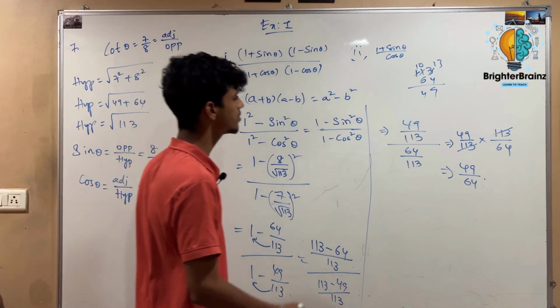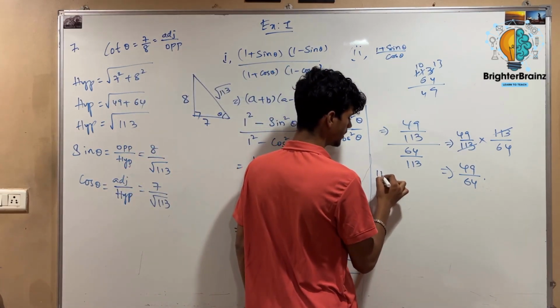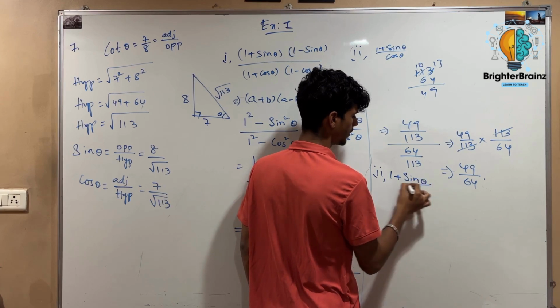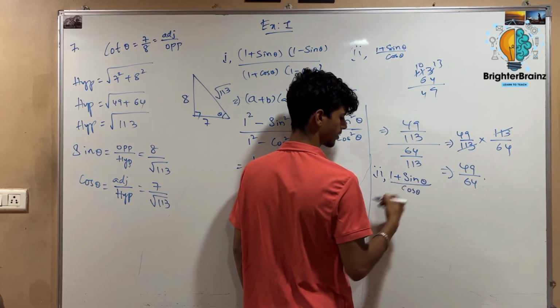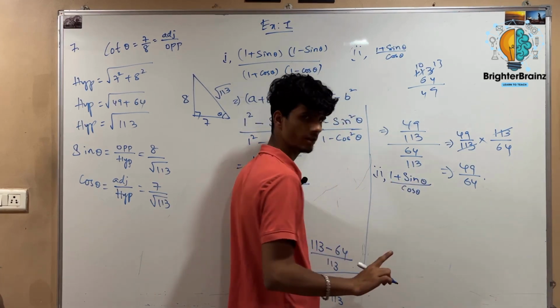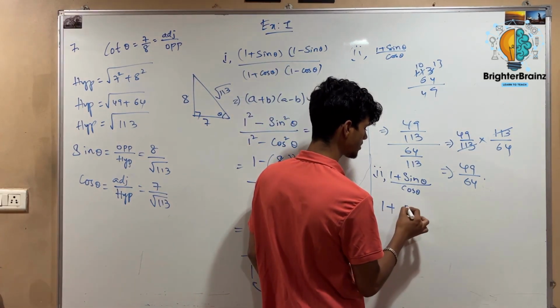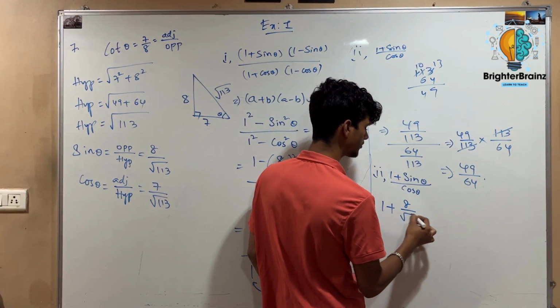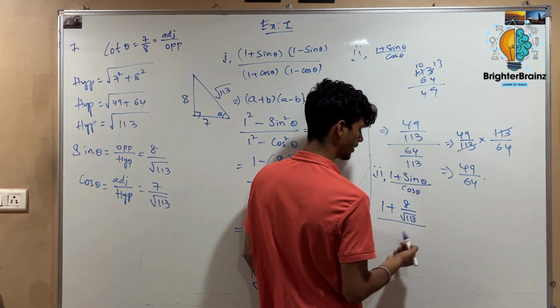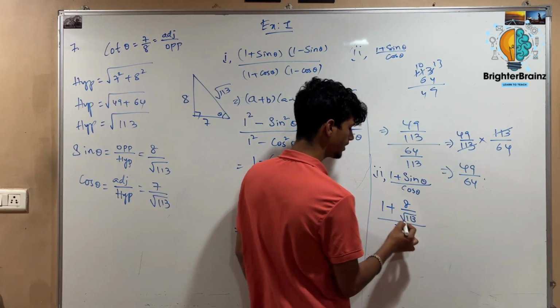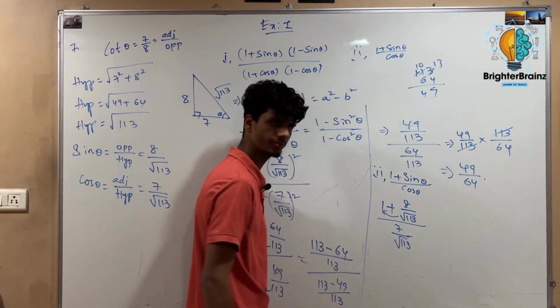And now let us do the second one. The second one is (1 plus sin theta) divided by cos theta. Let us substitute the values directly. 1 plus 8 by root 113 divided by 7 by root 113. Then let us cross multiply with this.